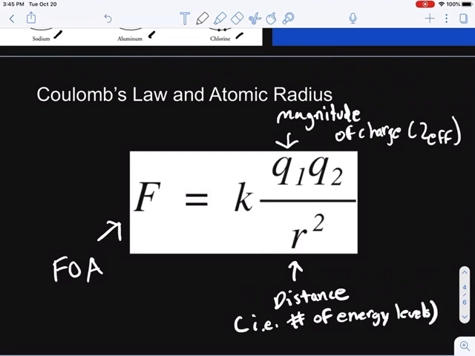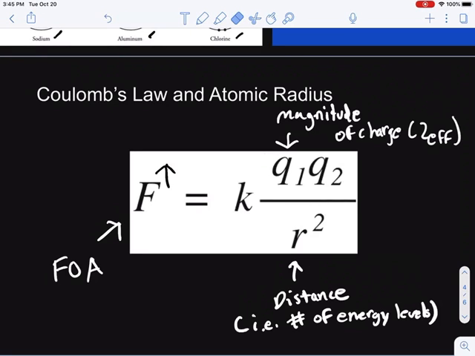So to explain why atomic radius decreases as we move across a period, well, when we move across a period, effective nuclear charge is increasing, which means that this number, Q1, gets larger as you move from left to right. And because it is directly related to the force of attraction, the force of attraction also increases, and those valence electrons are pulled in closer, giving the atom a smaller radius.